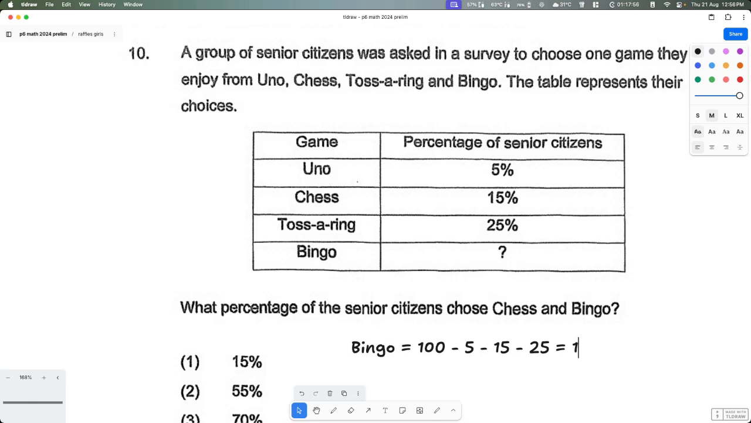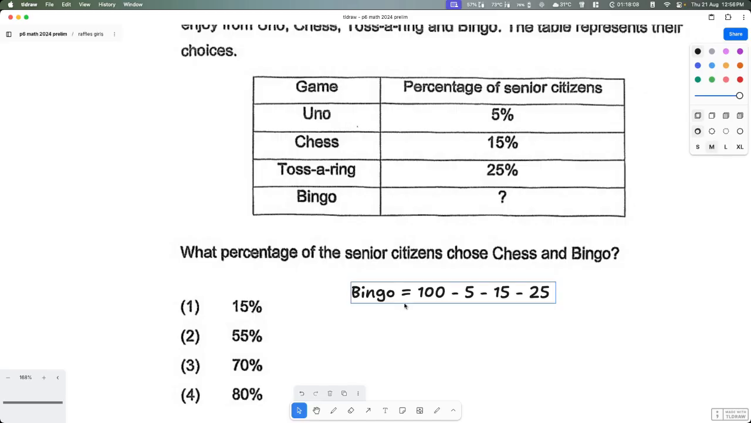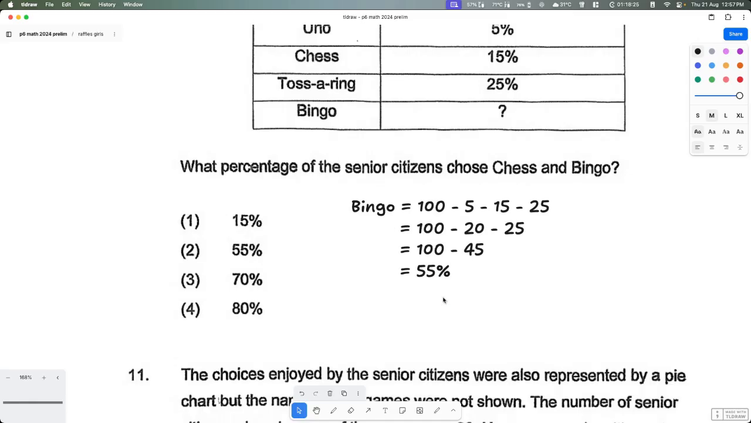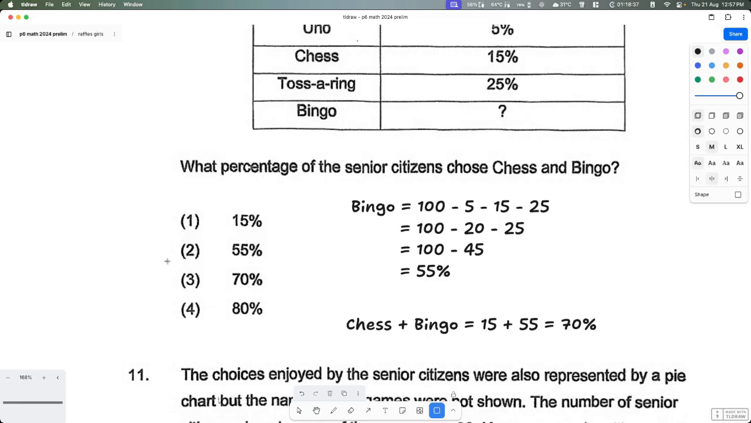So 5 plus 15 is 20, so 100 minus 20 minus 25, which is equal to, I'm going to write it like this, 100 minus 45, which is equal to 55%. So what's the percentage of chess and bingo? Chess plus bingo. Chess is 15 plus 55, which is 70%. There you go. So that is option number 3.